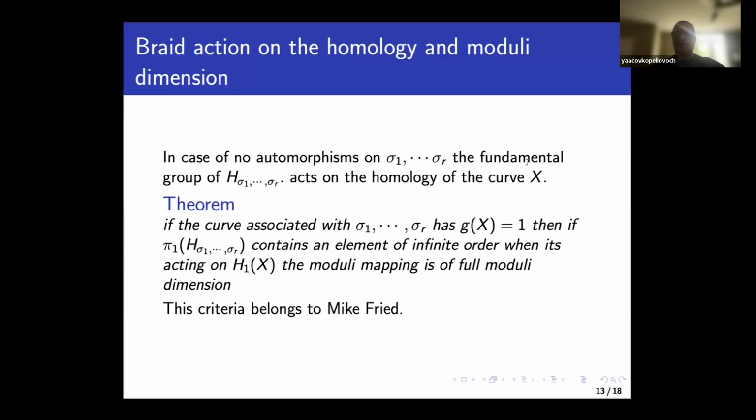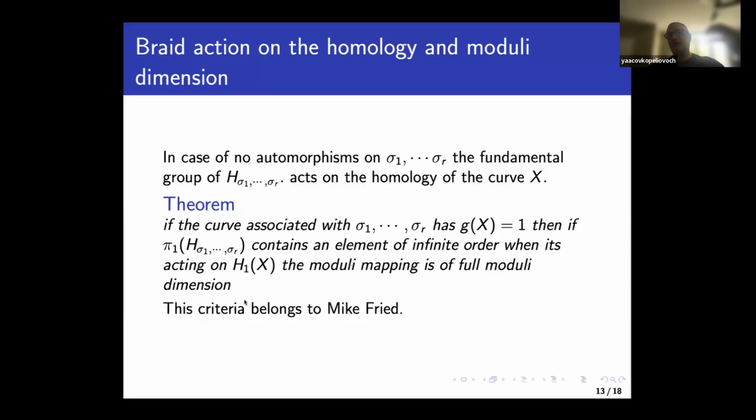So in the case of no automorphisms, okay, the fundamental group and the homology of the curve X, and I'm going to show this action in reality. So if the curve associated with σ1 to σr has genus equal to 1, then if the fundamental group contains an element of infinite order when acting on the homology basis, the moduli mapping is of full dimension. So this answers the question in genus 1.